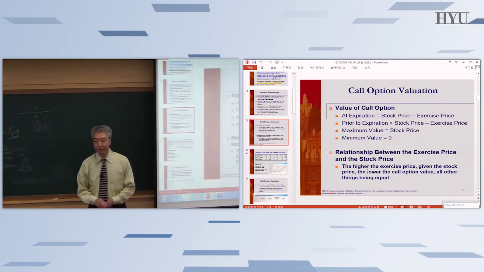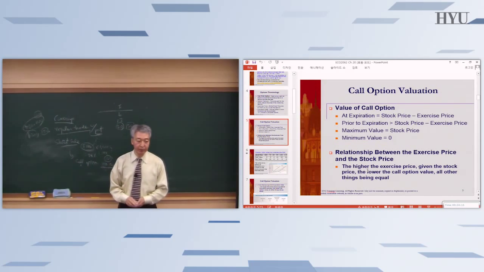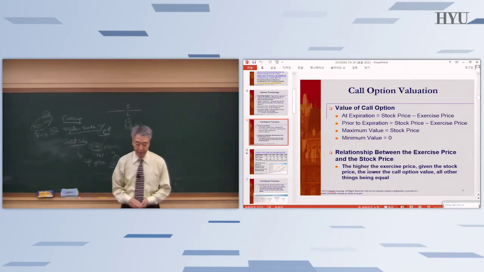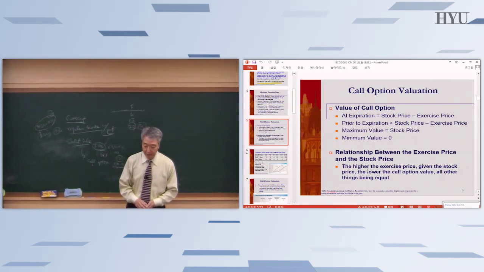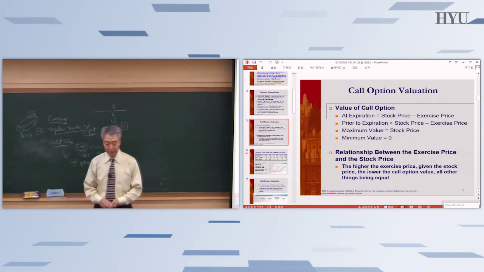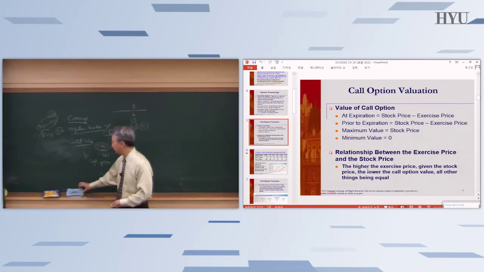So the question is, what's the value of an option? What's the appropriate premium you can charge or you can pay, right? What determines the value of, let's say, a call option? Well, you can understand a few facts here, okay? At expiration, if today is the expiration day, then the price or value of a call option will be simply the difference between the current stock price and the exercise price. Okay?